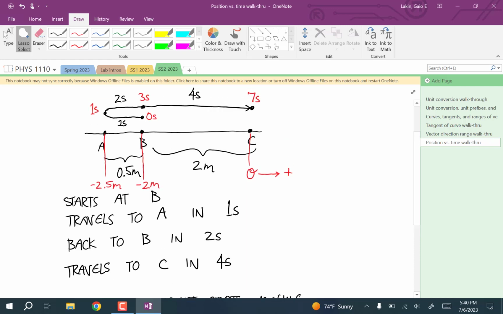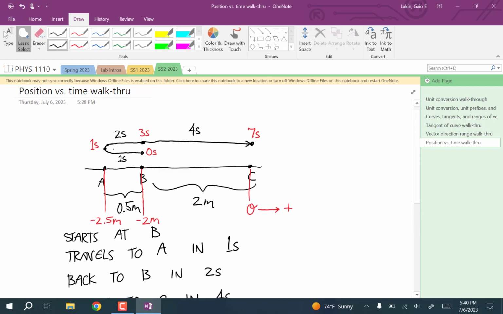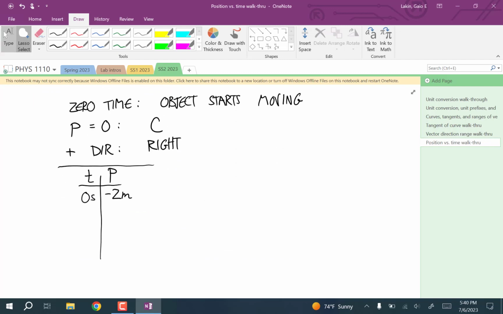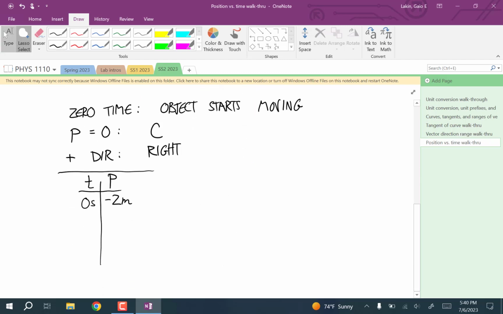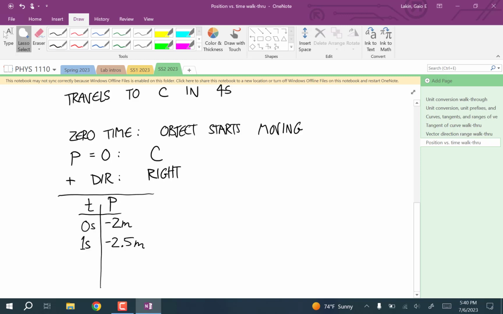The next instant we know about is when the object's gotten to the point A. Time is 1 second. Position is negative 2.5 meters. Let me say that again. When we get to A, the time is 1 second. The position is negative 2.5 meters. So 1 second for time, negative 2.5 meters for position.